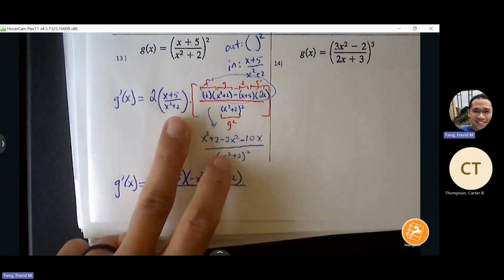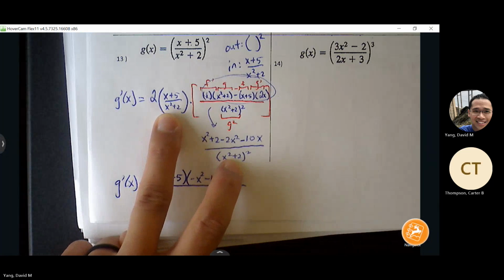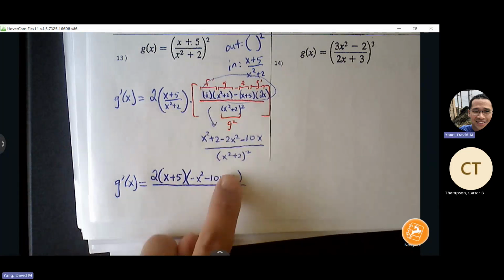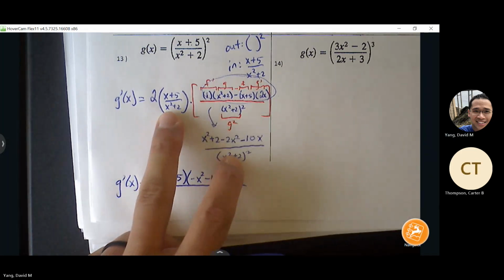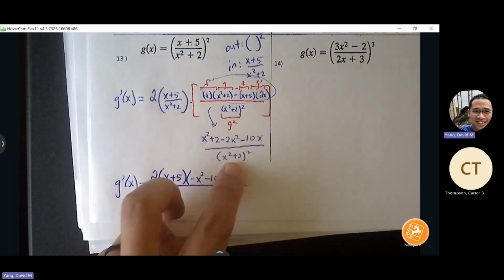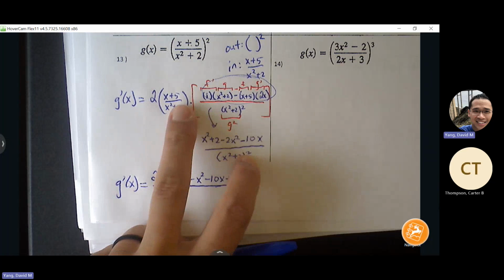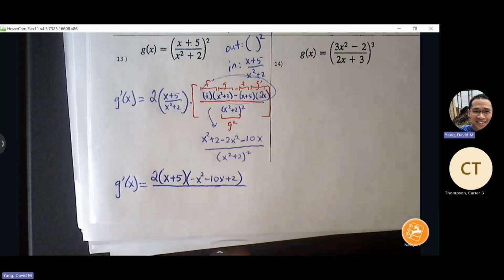Now, how many x squared plus 2s do you see here? There's 2 here, and there's 1 here, so therefore 3. All right, x squared plus 2 to the 3rd. I add exponents, right? 1 plus 2 is 3.